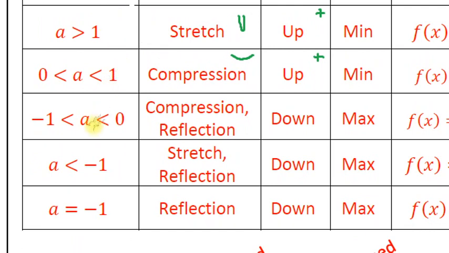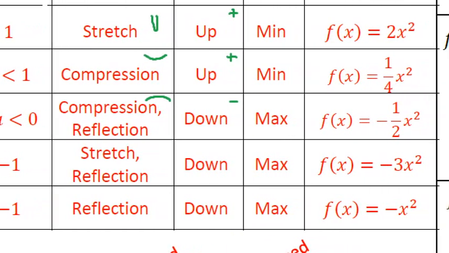Now let's look at our negative numbers. What if A is less than 0 but greater than -1? It looks a lot like this one, only now instead of a positive number, it's a negative number. So not only is this fractional value of A going to create a compressed graph, it's also going to reflect it or make it go upside down. So you're going to have a wide graph, but it's going to be upside down. The reason that the parabola faces down is because A is going to be negative. That means the vertex must be on top, which means it's a maximum. And here's an example.